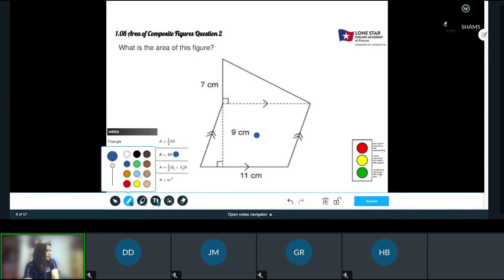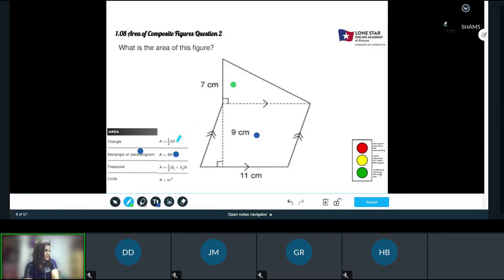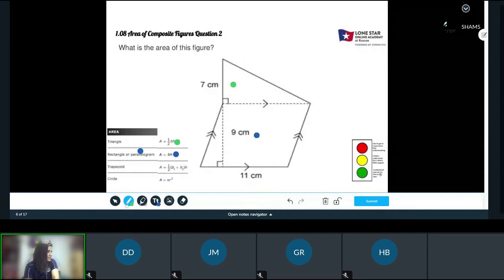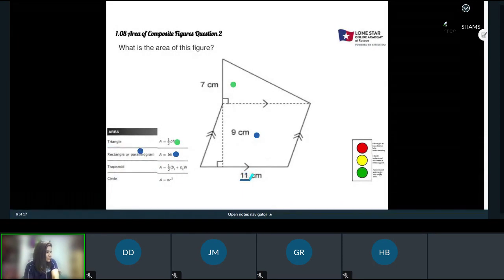Then, on top of that, we also see a triangle. Formula for area of a triangle is here. So to find area of the parallelogram, we need base and height. So base is 11 centimeters. So I can find area of the parallelogram. Base times height. Base is 11 centimeters and height is 9. That gives me area of 99 squared centimeters for parallelogram.